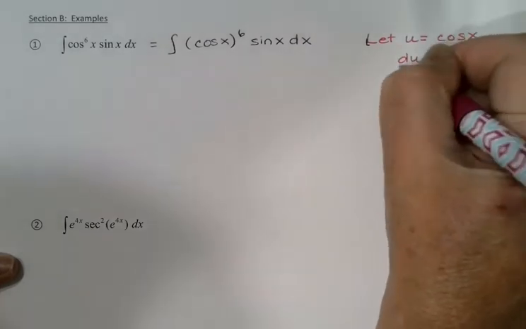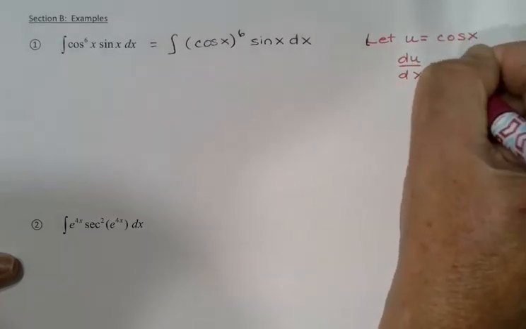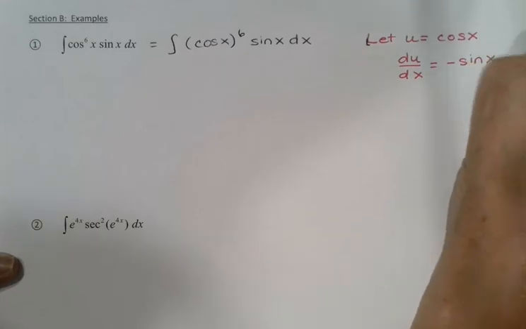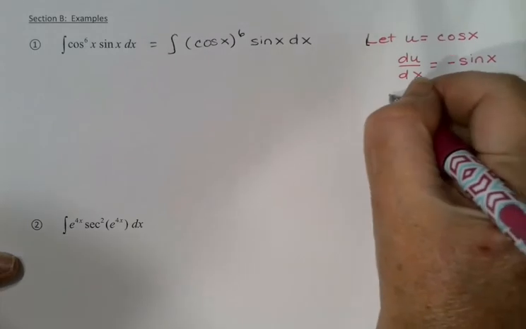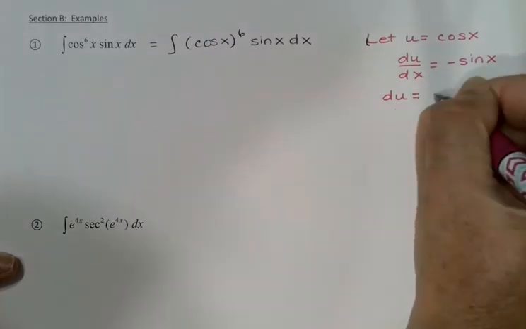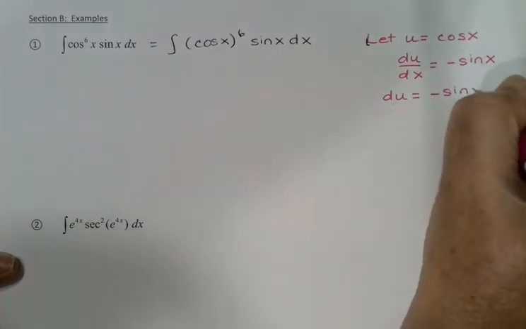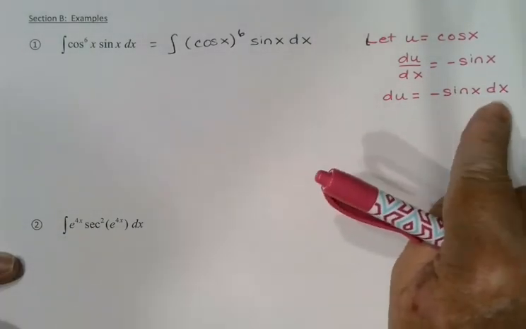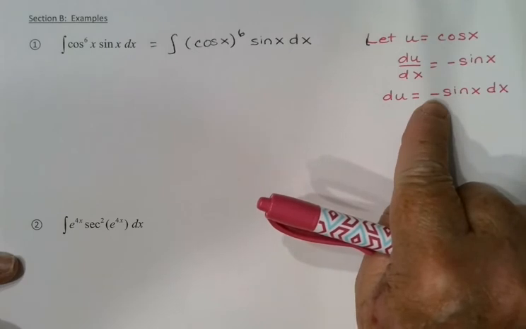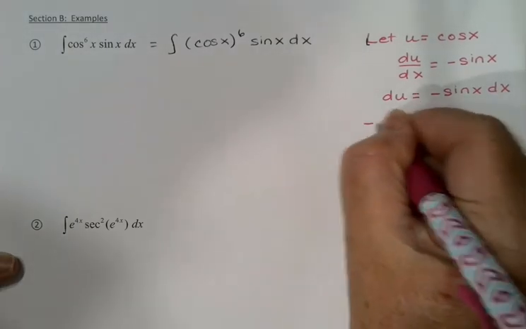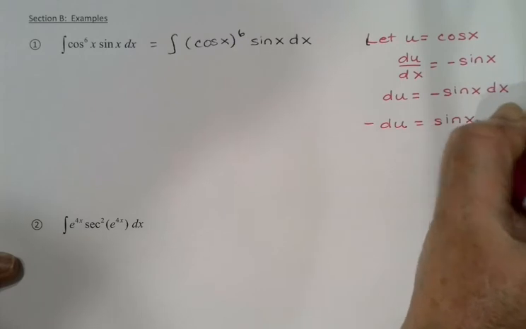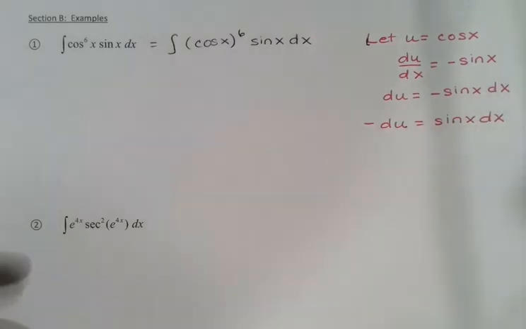I'll take my derivative. So du dx is negative sine x, and du would be negative sine x dx. I'd like to keep the x's all together, but that negative sign I could actually divide out and bring over to the other side, so I'll go ahead and do that. That should be everything I need for the U substitution.